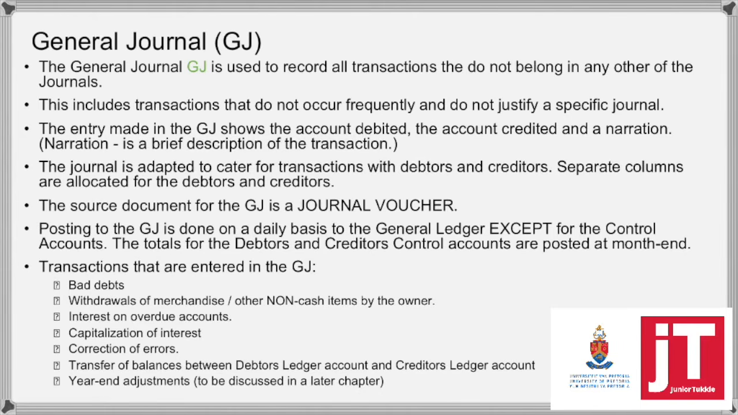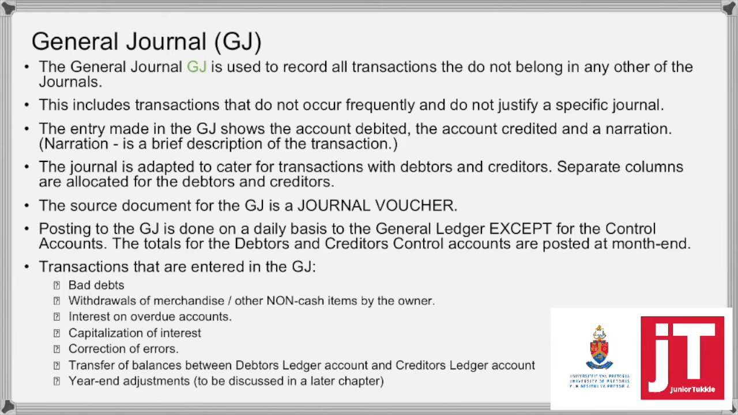Therefore, it goes into the General Journal, or it includes transactions that do not occur frequently. So in other words, it doesn't happen often enough that it has its own journal. Therefore, the General Journal is used. And then the General Journal shows the account debited and the account credited and a narration, a brief description of the transaction for every transaction.